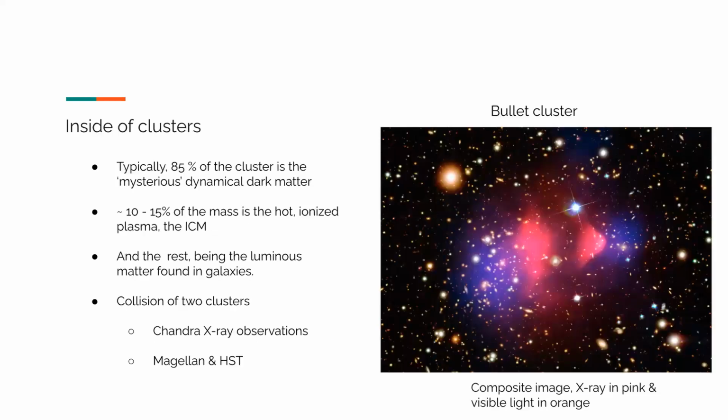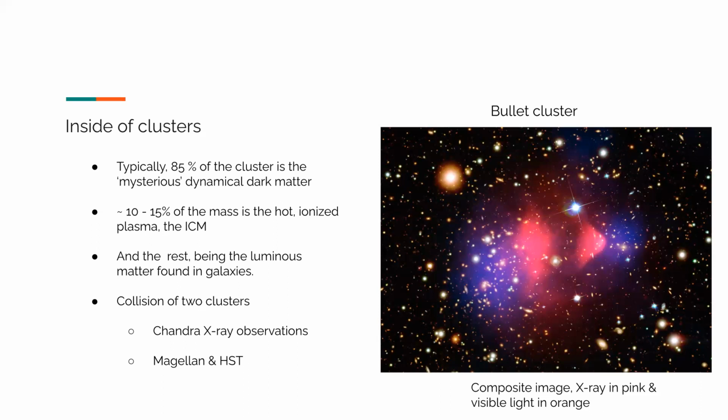So inside of the clusters, as I've mentioned before, 85% of the cluster is the mysterious dark matter. Approximately 10 to 15% of the mass is the hot ionized plasma, which is the intracluster medium, and the rest being the luminous matter, which is what we know. So we know really little about these objects.